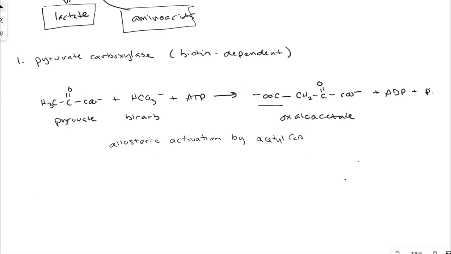And before I elaborate on that, can you rationalize, from what we know so far, why acetyl-CoA would be important as an allosteric activator of pyruvate carboxylase and therefore initiation of gluconeogenesis? So just take a second, think on it, pause the video if you need to, and then come back.